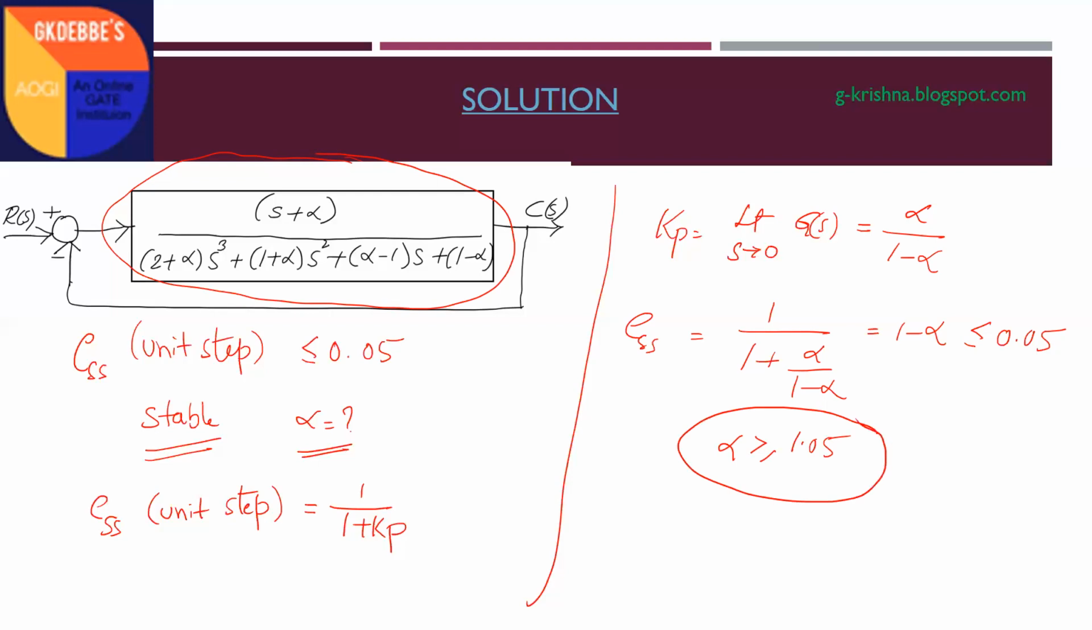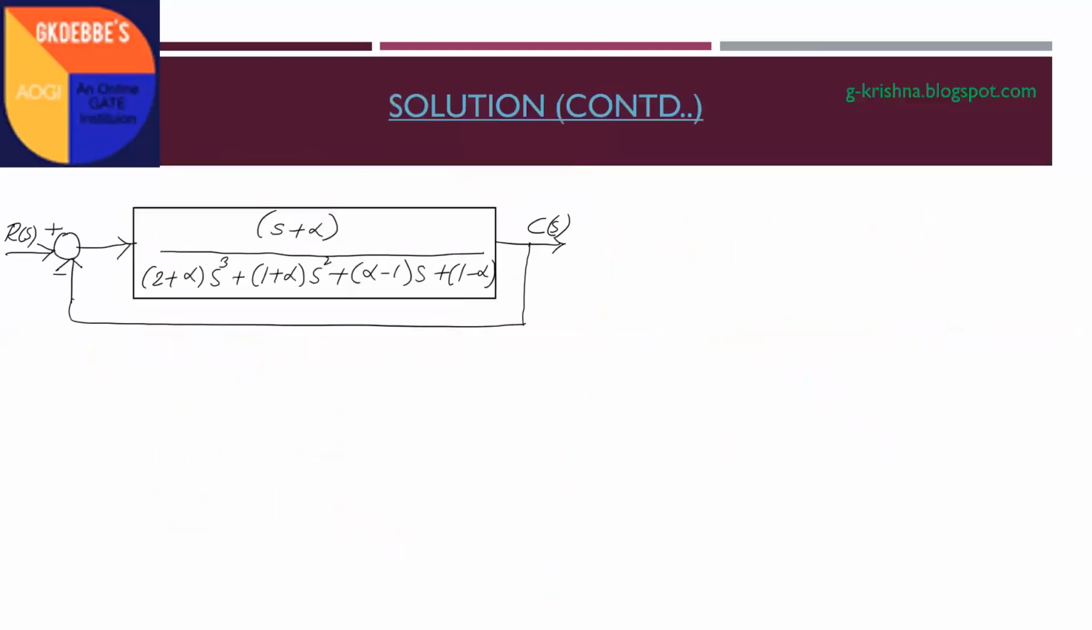If we select any value of alpha greater than or equal to 1.05, then we can meet the steady state error for unit step input less than or equal to 0.05. Not only the steady state error, we want the closed loop system to be stable also. For that, we'll use the Routh-Hurwitz criterion method. Let us find the characteristic equation.